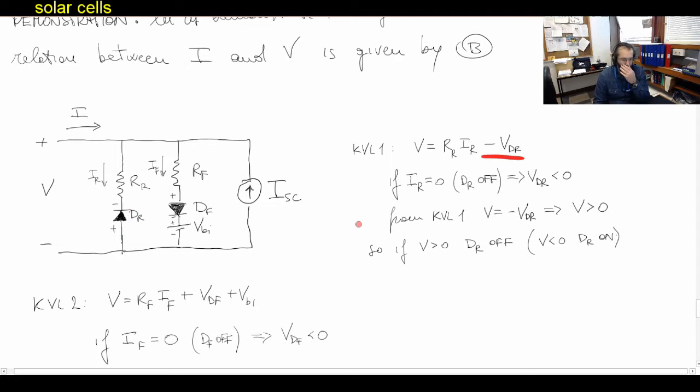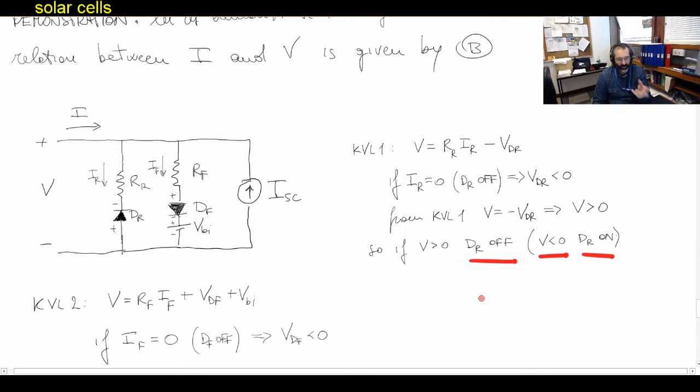Now, according to the definition of these ideal switches, if we assume that IR is zero, which means that DR, this diode, is off, so it's an open circuit, then in this case we know that VDR from here to here must be negative. VDR, remember, is taken as I've indicated here with this plus and minus. So under these circumstances, from KVL1, if we drop this term, because we are working on the assumption that IR is zero, we have that V is equal to minus VDR. Because VDR must be negative due to the assumption we made, V must be positive. So, in conclusion, if V is positive, DR is off. And if V is negative, DR is on.